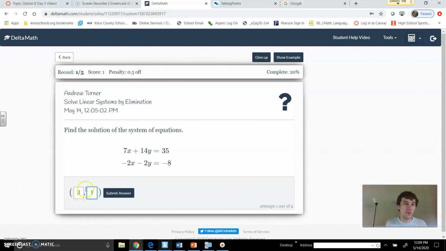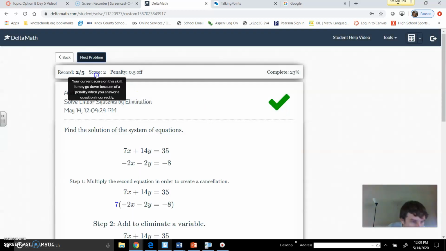Quick check to make sure it works. Let's see, -2 times 3 is -6. And -2 times 1 would be -2. That does give me -8 if you replace those values. And so we're good to go.